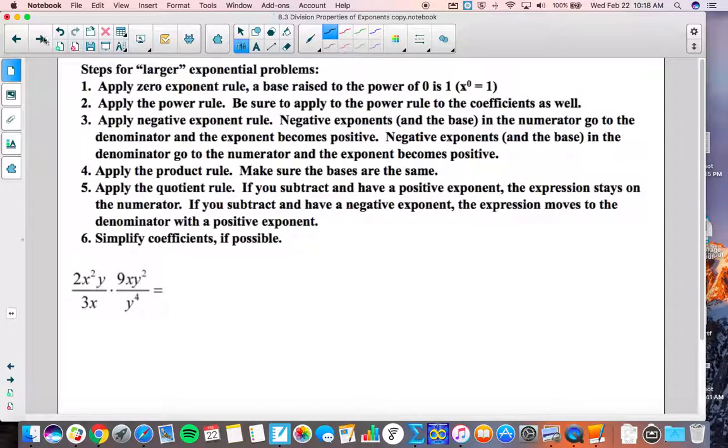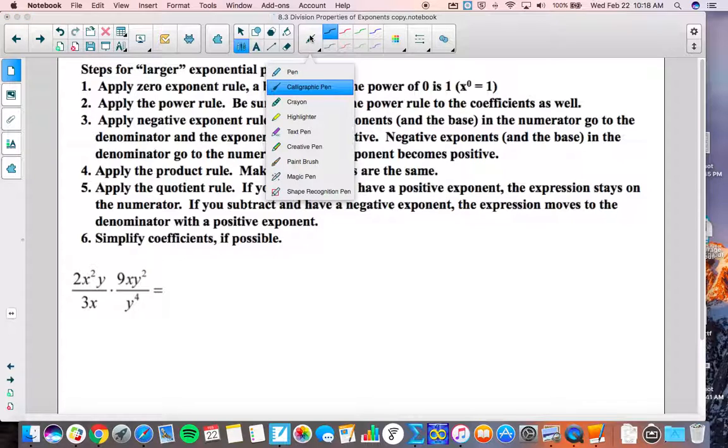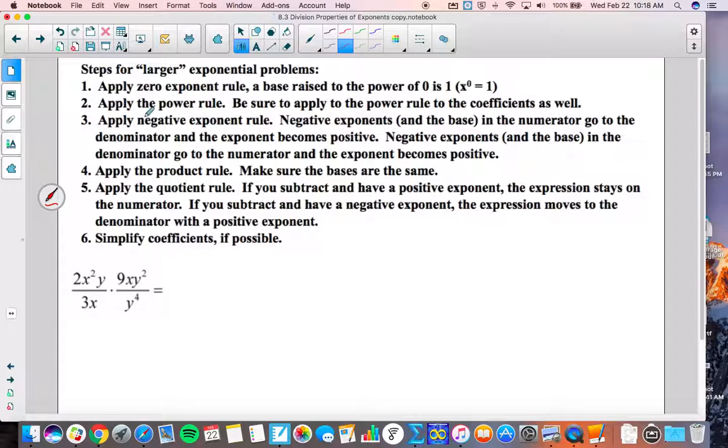Okay. So, folks, that's it. That's it as far as rules go. Now, can we apply them in some of the bigger, nastier type problems that we could see, or challenges? Think of these as challenges. Here's a 6-step process for things to look at.